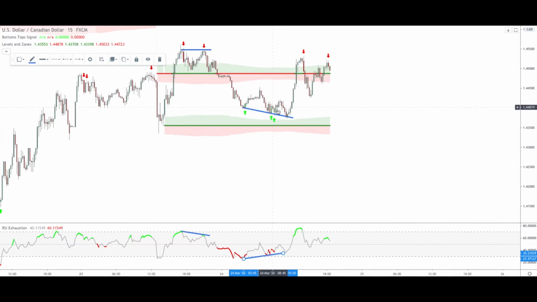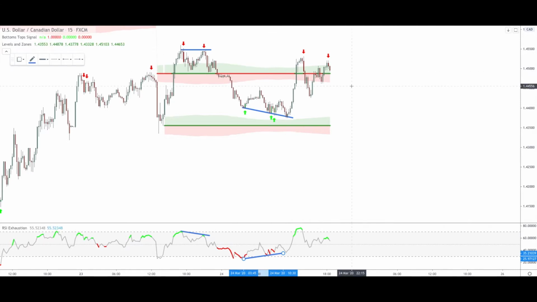So this was a trade that I would have traded to the upside, of course, with the stop loss at least maybe here below the buy area here. If you wanted to be more conservative, at least at the level of the support here, and with the target at least at the resistance level up here.